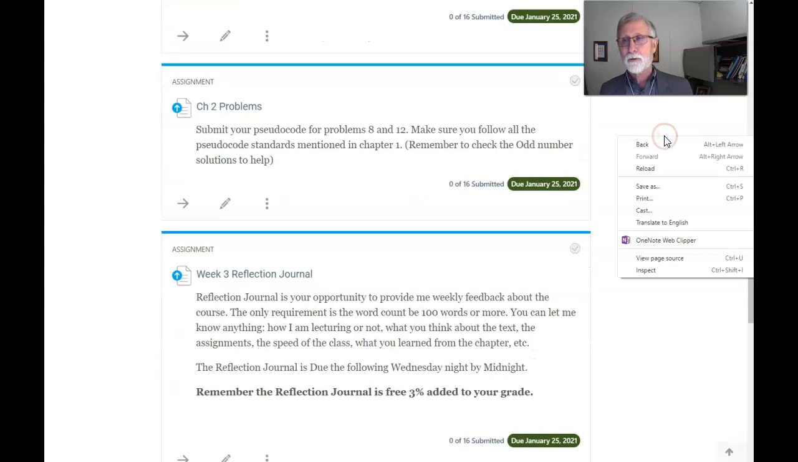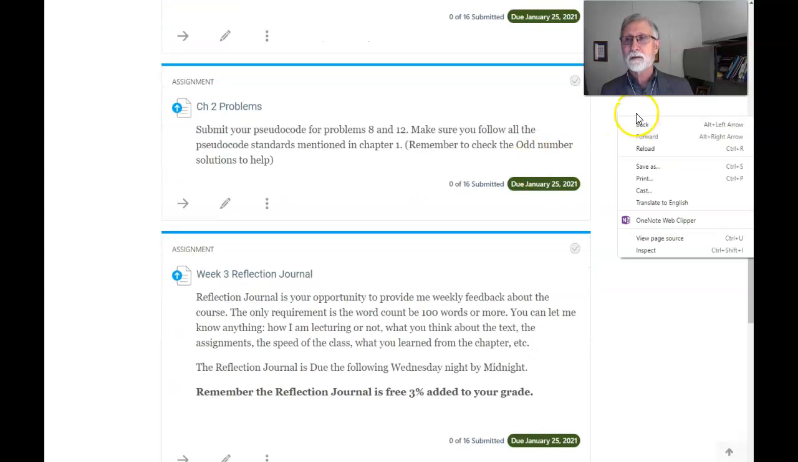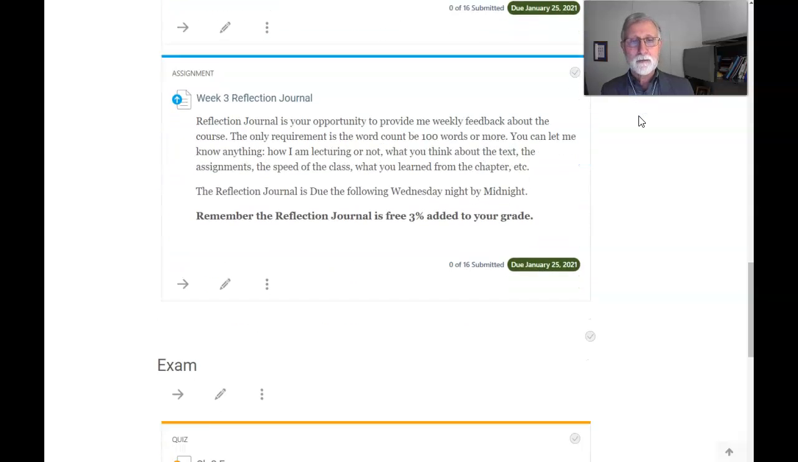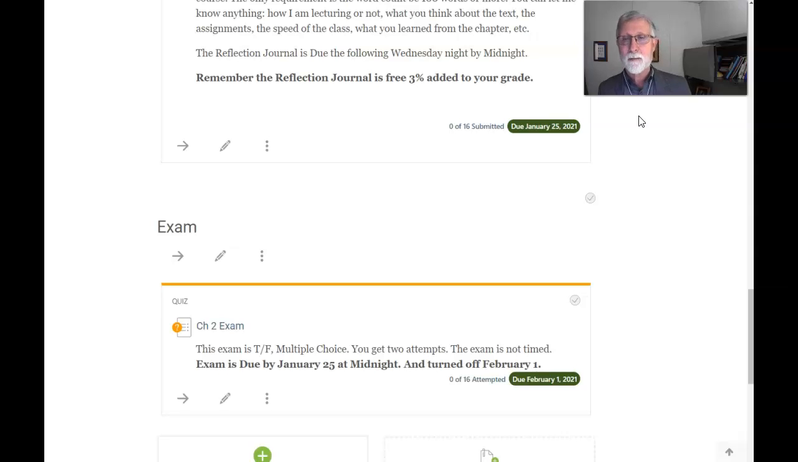You've got the reflection journal, which, as you know, is used for attendance, so make sure you fill that out. And you've got a Chapter 2 exam.